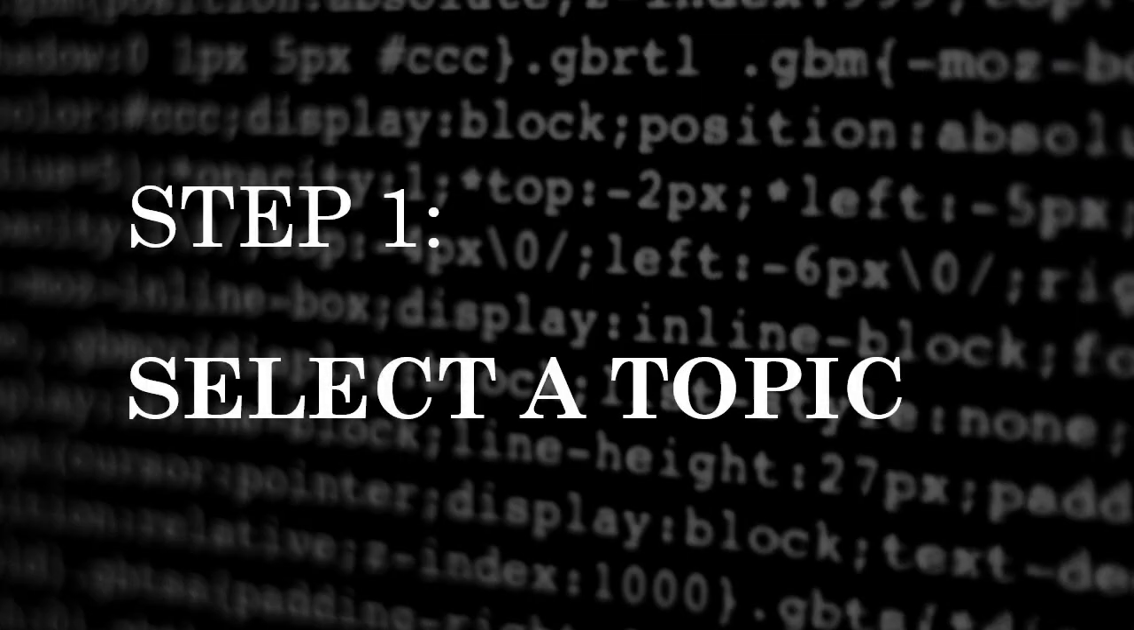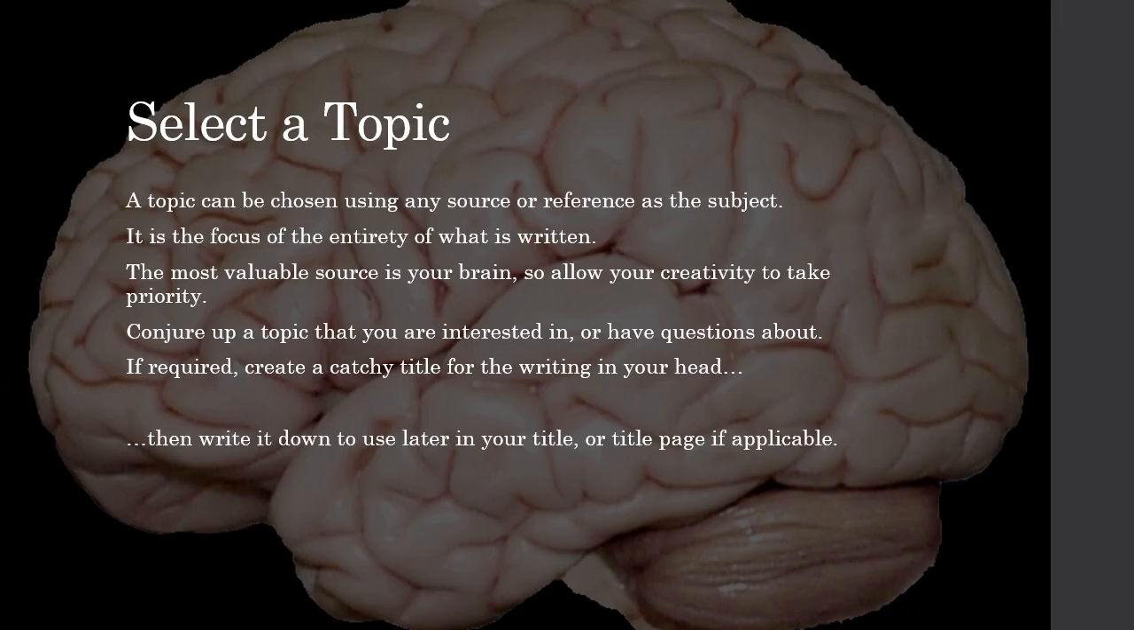Step 1, select the topic. A topic can be chosen using any source or reference as a subject. It is the focus of the entirety of what is written. The most valuable source is your brain, so allow your creativity to take priority. Conjure up a topic that you're interested in or have questions about. If required, create a catchy title for the writing in your head. Then write it down and use it later in your title or title page if applicable.